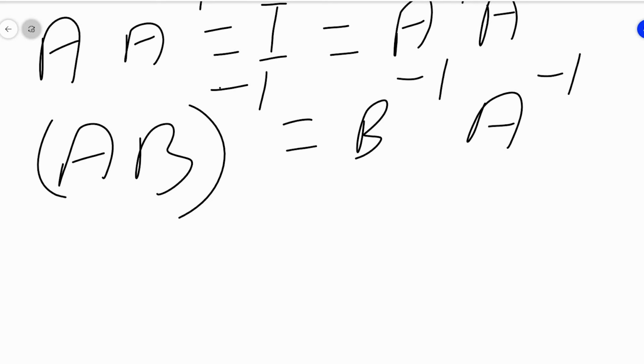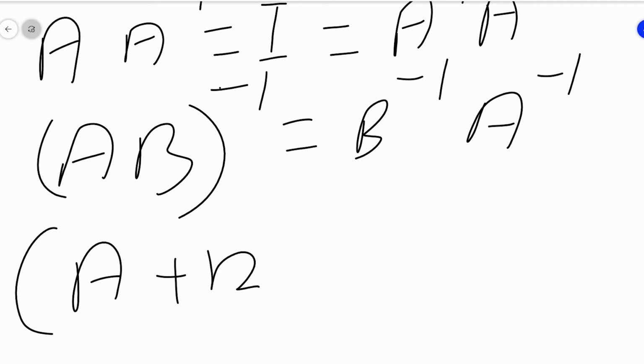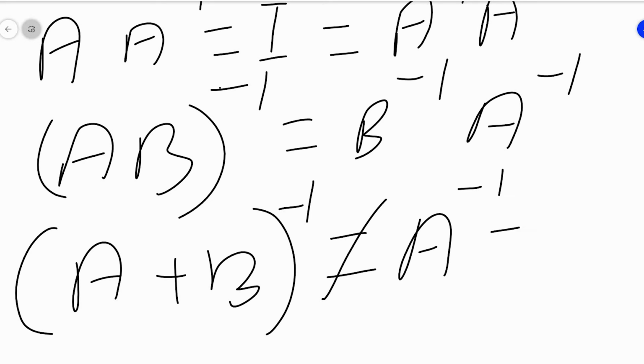You can check all this. You can just pick up a matrix and try all of this. Then (A plus B) inverse is not equal to A inverse plus B inverse. Note, not equal to.